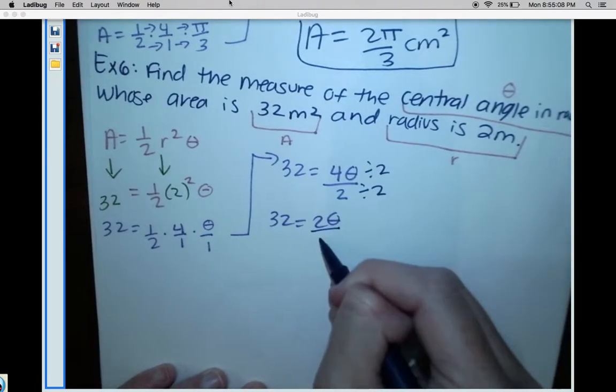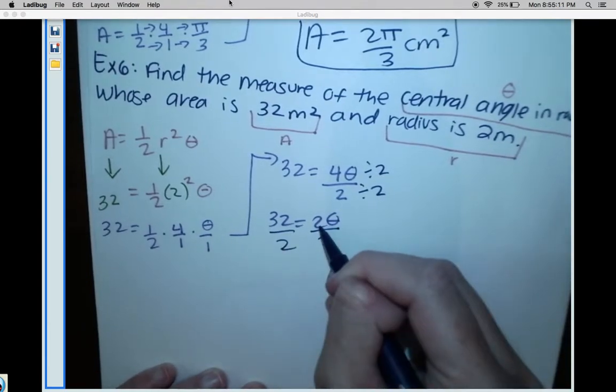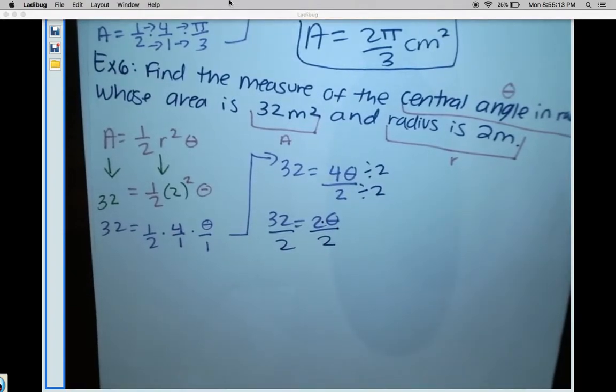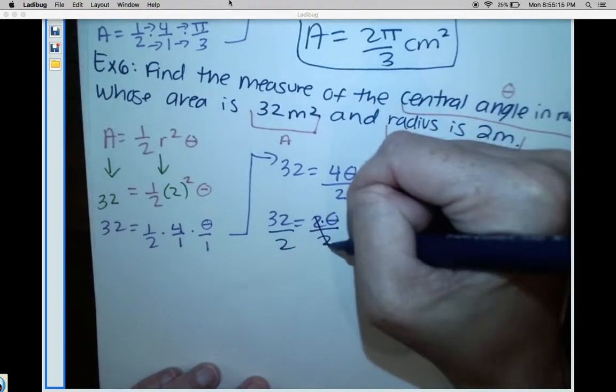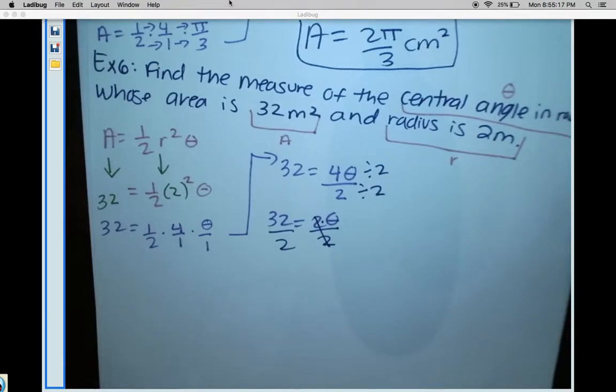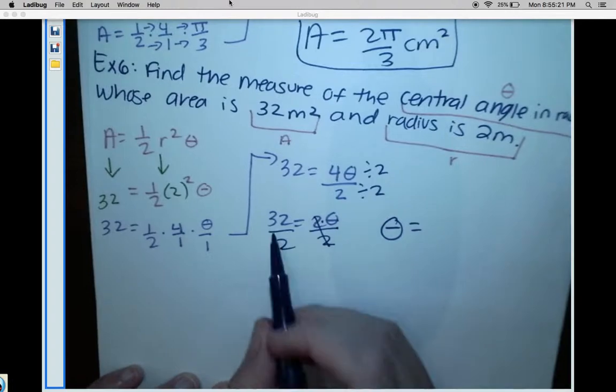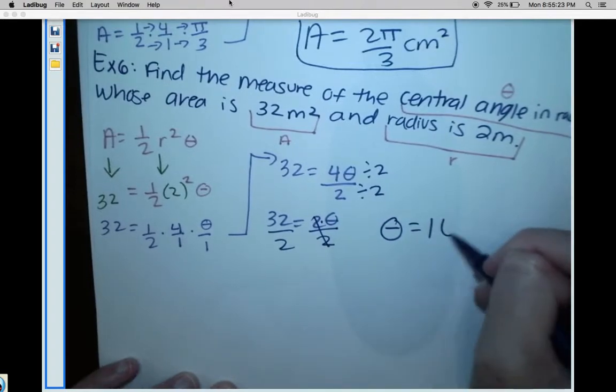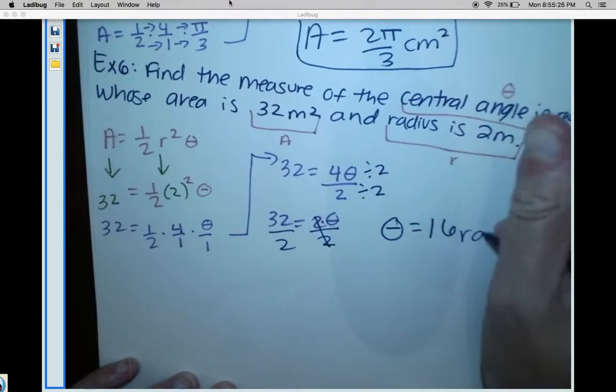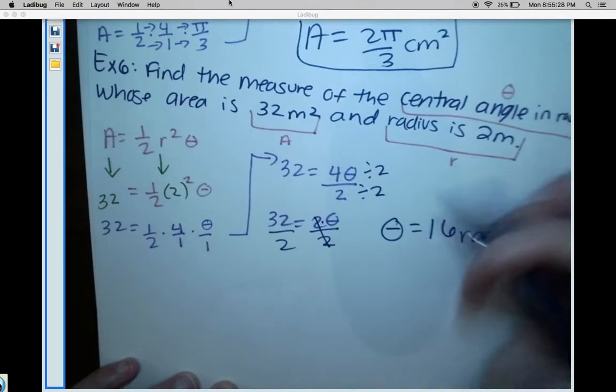I'm going to divide both sides by 2 because the 2 is secretly multiplying the theta. 2 divided by 2 cancels and turns to 1, and then theta will equal 32 over 2, which is 16, and my answer is in radians, so 16 radians.